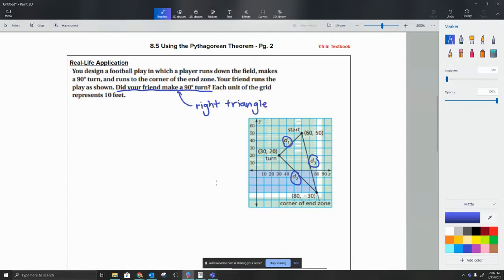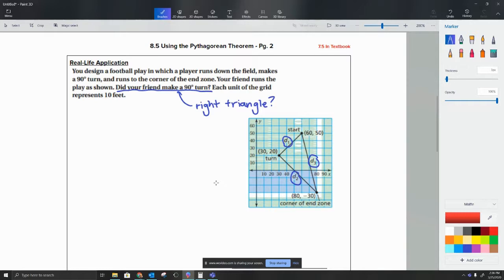Okay, so to visualize this, we're starting at this point. This is where your friend starts his run. He runs down the field. Then he makes a 90-degree turn, hypothetically, and you throw the ball. So this is the ball. Here's my little ball symbol. You throw the football so that he can catch it at the corner of the end zone. So this is where he catches the ball.